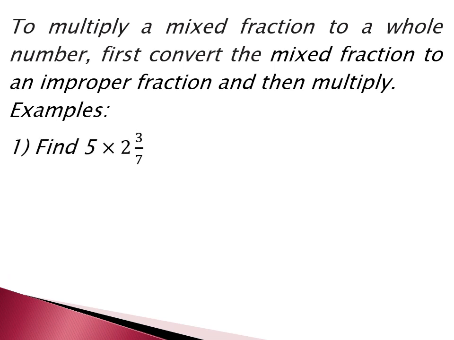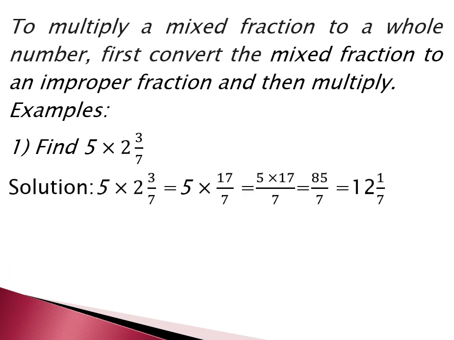First one, 5 into 2 integer 3 by 7. This 2 integer 3 by 7 is a mixed fraction. We have to convert this mixed fraction into an improper fraction. See that, 5 into 17 by 7. So multiply the numerator; the denominator will be the same. 5 into 17 divided by 7 is equal to 85 by 7. Then the answer is 12 integer 1 by 7.